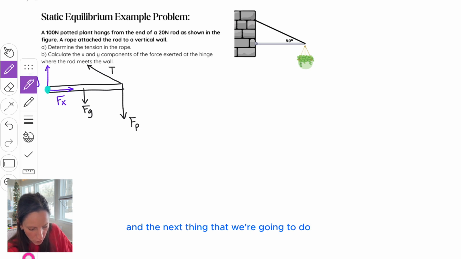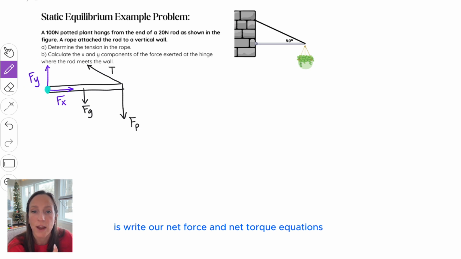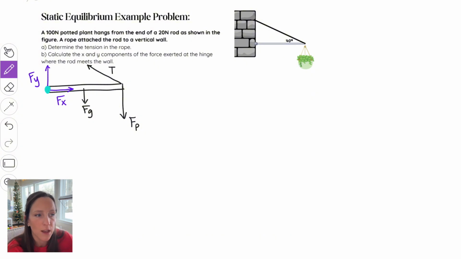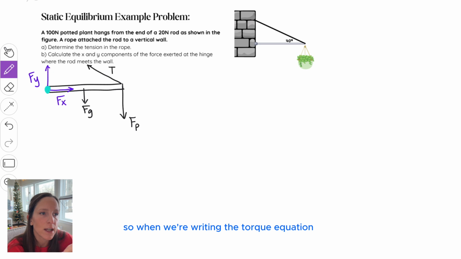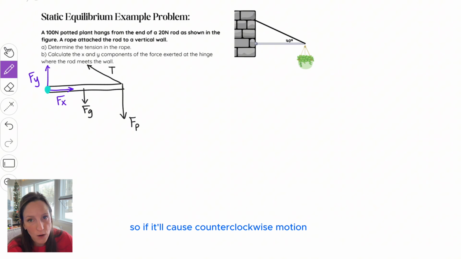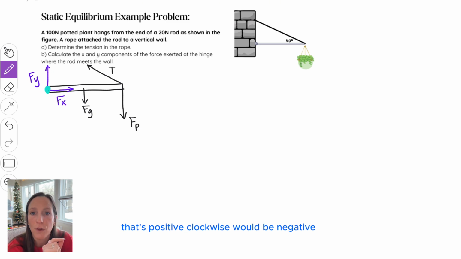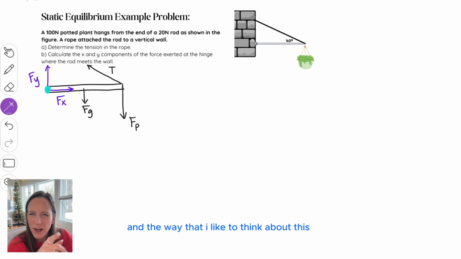And the next thing that we're going to do after we choose our pivot point is write our net force and net torque equations. So we'll start with the net torque equation. When we're writing the net torque equation, we have to think about the sign of torque. If it'll cause counterclockwise motion, that's positive. Clockwise would be negative.